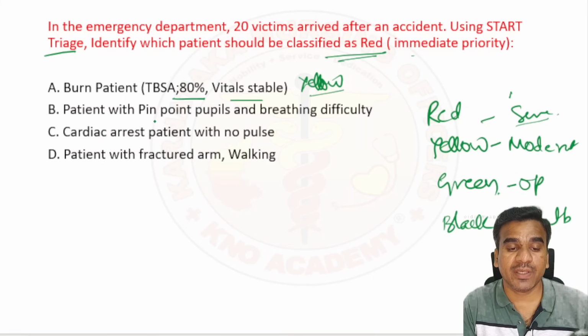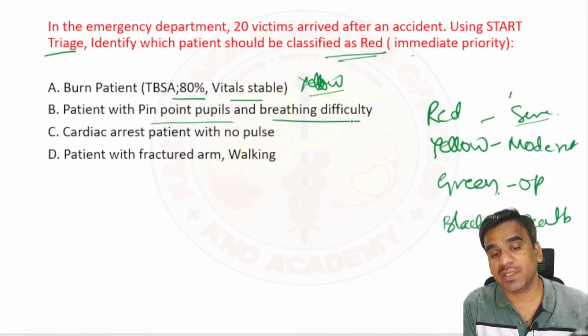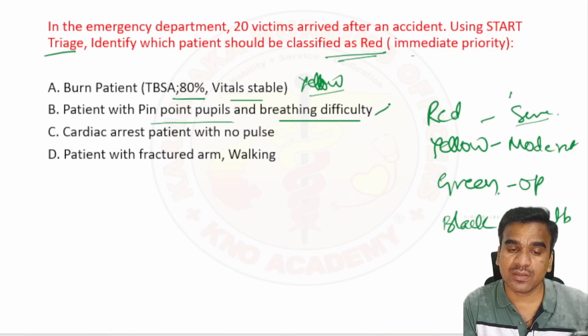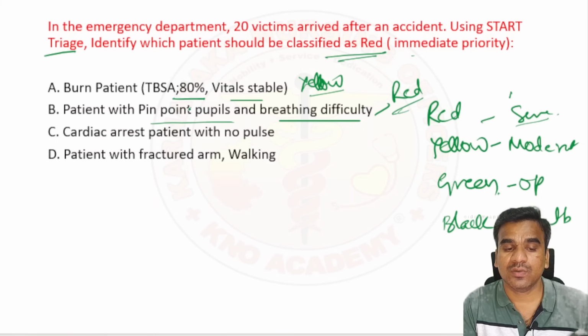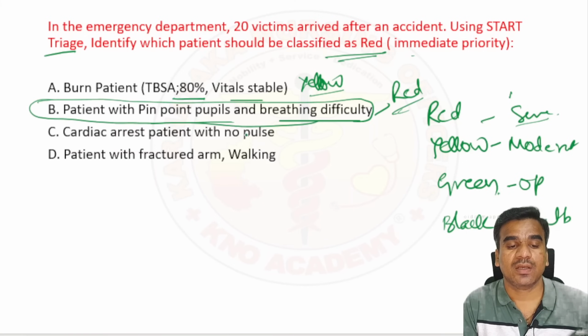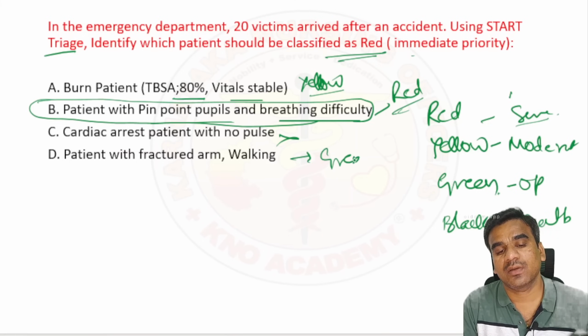A patient with pinpoint pupils and breathing difficulty. Breathing difficulty always comes under red, so this is the right answer. Cardiac arrest with no pulse, no. And a patient with a fractured arm who is walking will go to green. If there is no pulse, it will go to black.